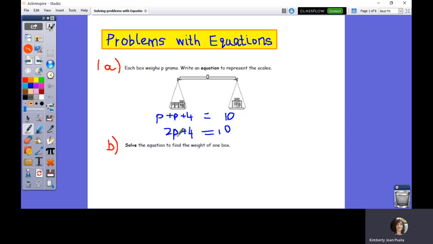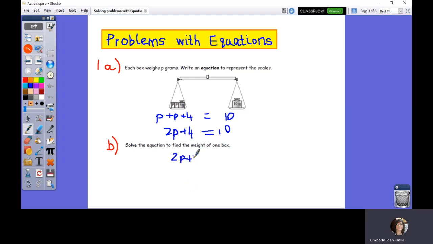It is important that you do not need to write grams here. You do not need to write G when writing equations. Please write only values. Okay, so in the second part, we have to solve the equation to find the weight of one box. In other words, we have to find the value of P. Okay, so we're going to use our equation here.